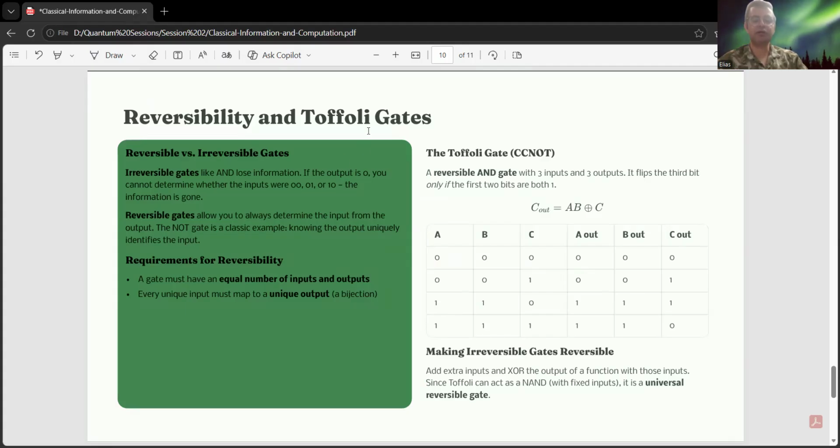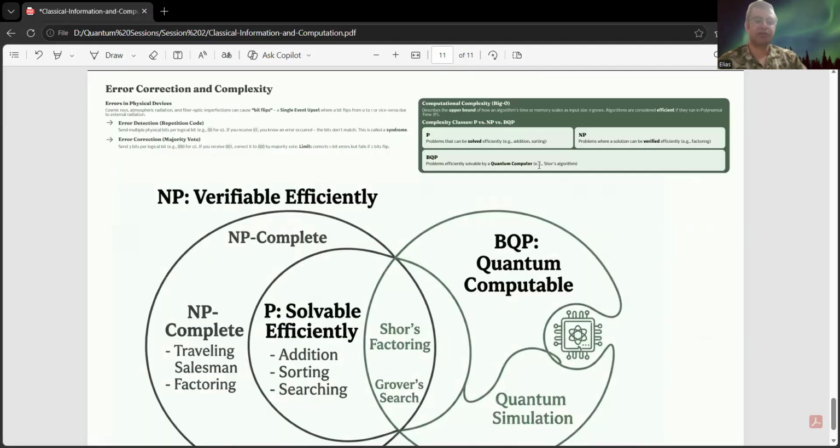So also we have a Toffoli gate. This is basically a reversible AND gate with 3 inputs and 3 outputs. It flips the third bit only if the first 2 bits are 1. Don't worry about that right now. Mainly, I'm going to talk about it later in quantum computers gates. But this is a very important gate. Later on, I'll show you in quantum computers.